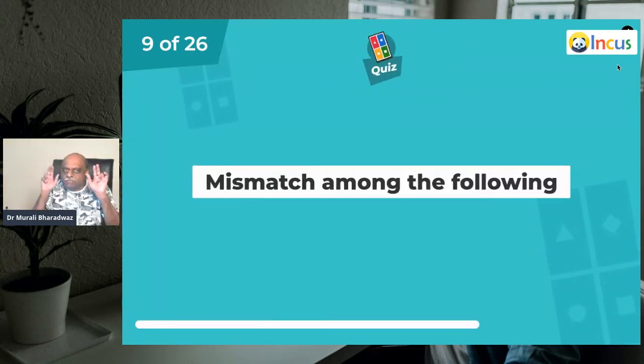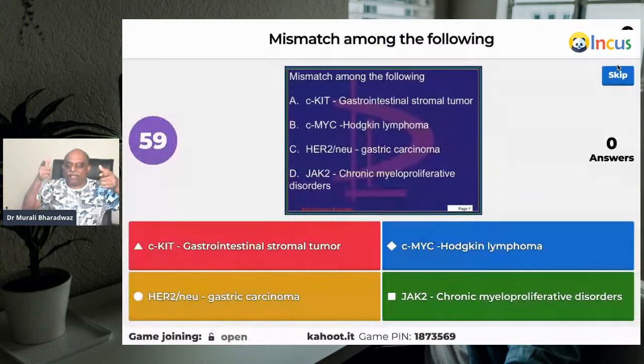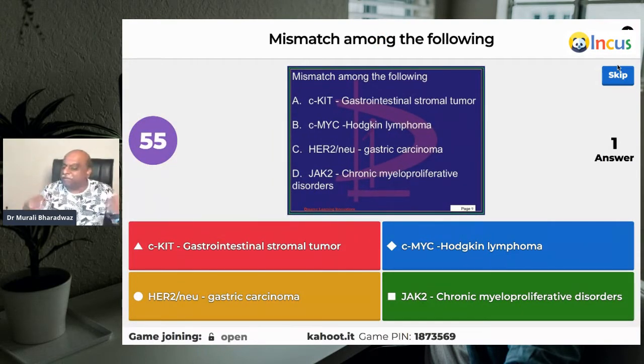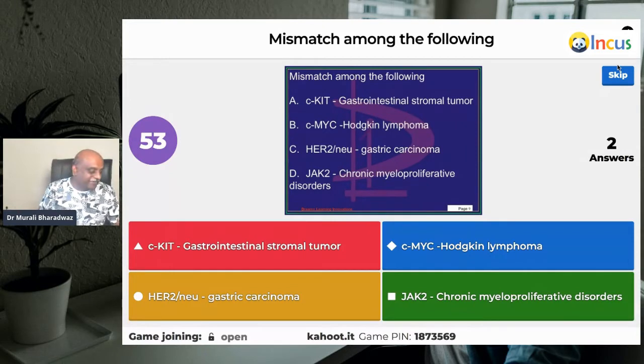What is a mismatch among the following? Once more, a nagging question. Today morning is a nagging pathology session. But still, you need to win. Good to see Amit Jain, Yugender Bobby, survivor.